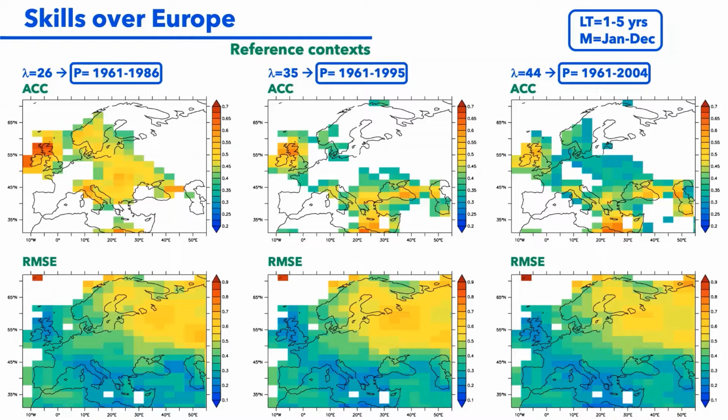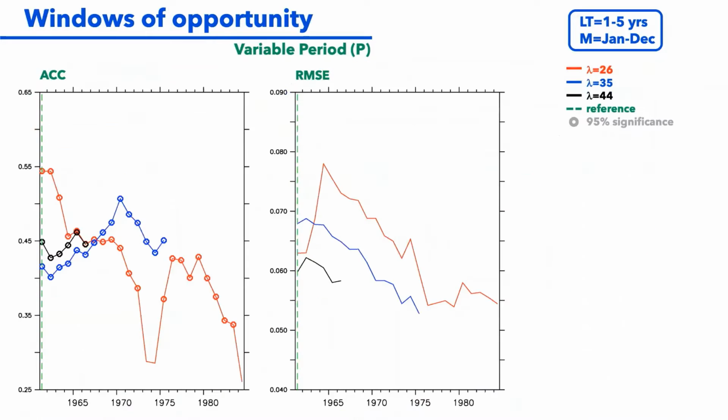And so now, with this reference analysis fixed, we can see what happens when we vary the lead time, the months, and the periods. And I did a systematic calculation of the ACC and RMSE for this region controlled by the black box.